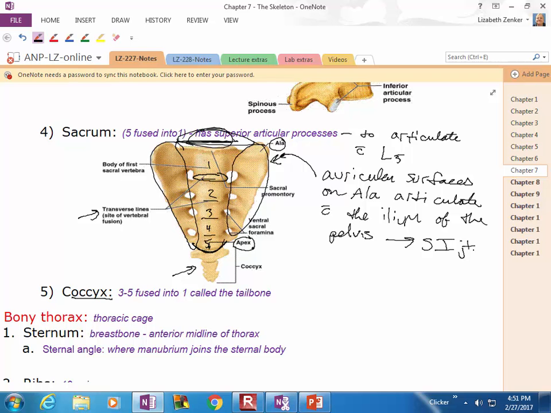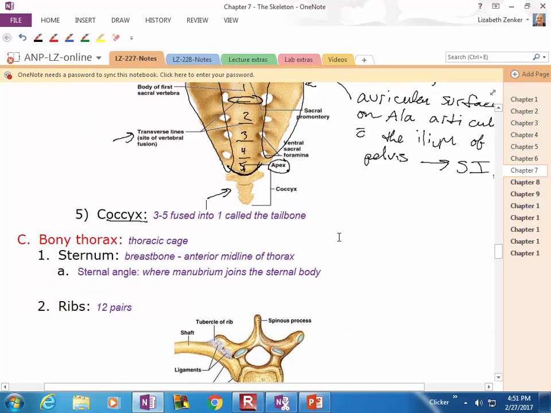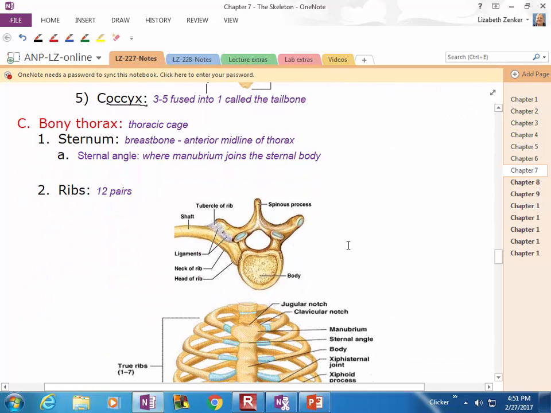So we don't have to worry too much about the coccyx. Let's go back now to the bony thorax, which is the thoracic cage. This includes the sternum, the ribs, and the thoracic vertebrae. So when we say bony thorax, we're talking about a collection of bones that make up this area.